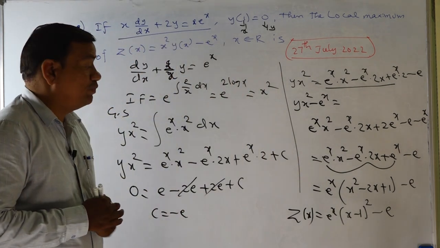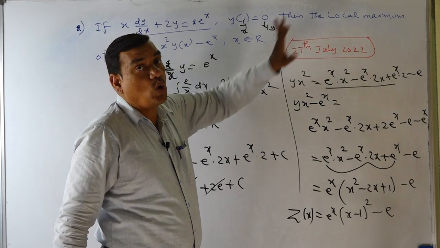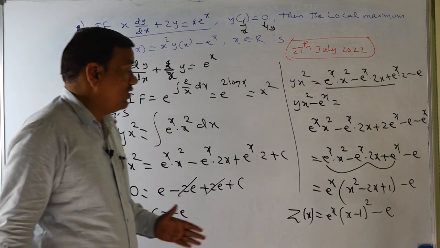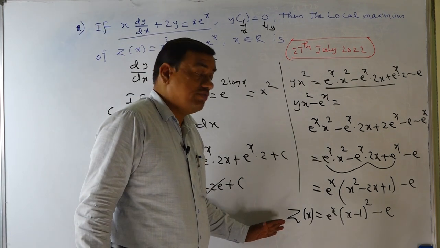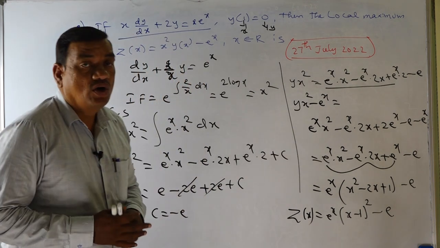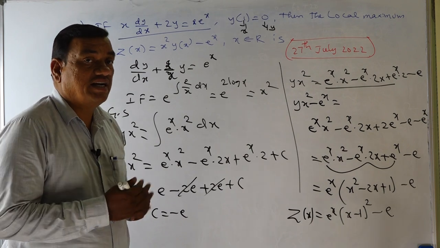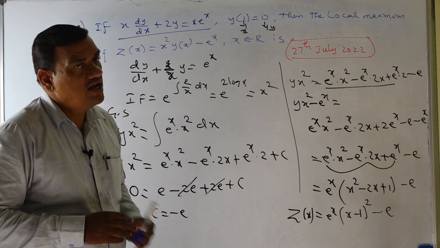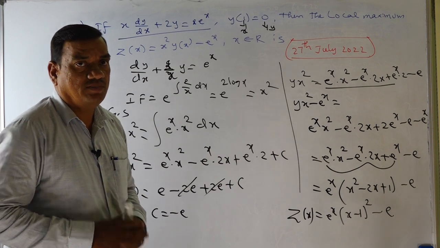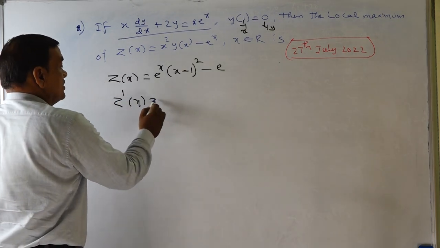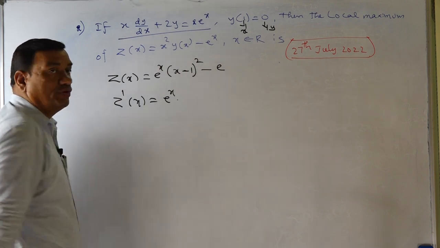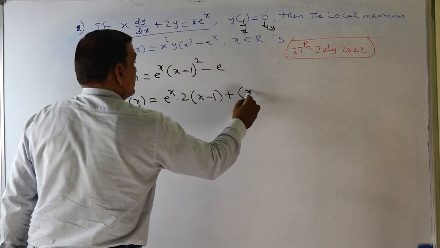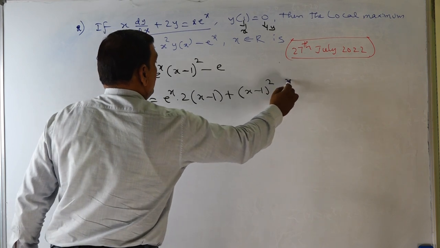For this function, we have to get the local maxima. So, for local maxima and local minima, we have a fixed procedure. We will find its first derivative and make it equal to 0. We will get some x values, and then the second derivative: if it is less than 0, it is a maximum, and if it is greater than 0, a minimum. Okay. So, let us continue the procedure. z dash of x is equal to e power x into, by the product formula, 2 times x minus 1 plus x minus 1 whole square into e power x.